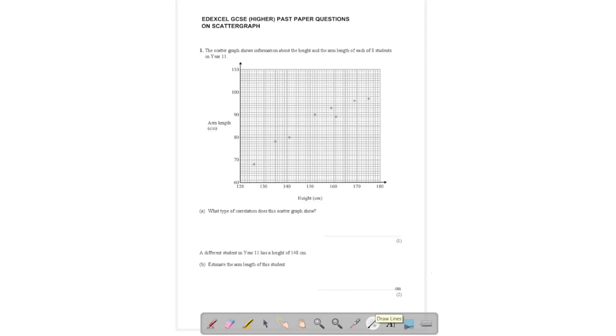To do that, the first thing we do is draw the line of best fit. The line of best fit goes through the points. Just make sure that the points are equal on either side. Pretty much the distances between the points and the line should be equal. You can see as the height increases, the arm length increases as well. Therefore, we can say positive correlation.